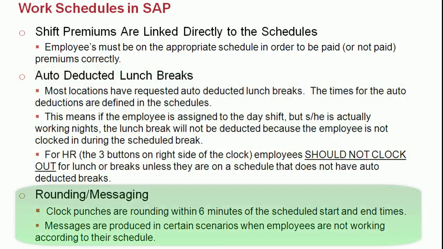Okay, so the final couple things that are controlled by the schedule are rounding and messaging. Clock punches are rounded in all locations within 6 minutes of the scheduled start and end times. This means if you have an employee who's scheduled to work at 6 a.m., if he comes in between 5:54 and 6:06 in the morning, the system's going to record the actual clock punch, but when it goes to pay him, it's going to pay him as if he was there exactly at 6. So it's important both coming in and out that the employee's on the right schedule so the rounding works correctly.